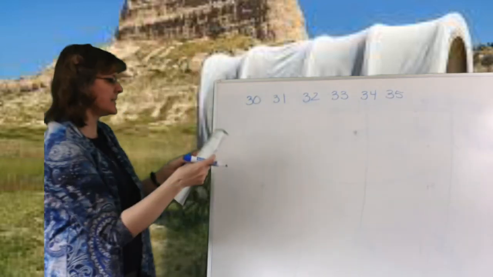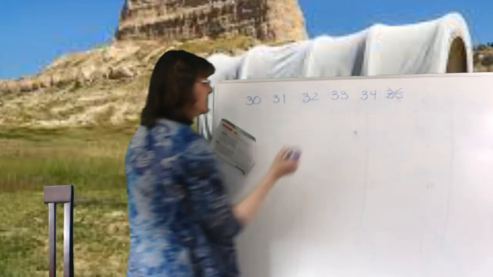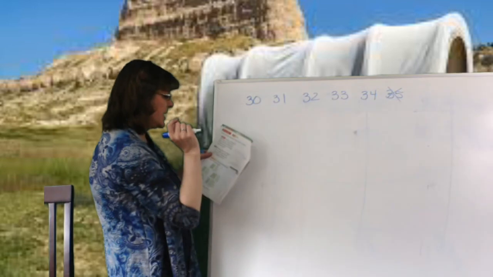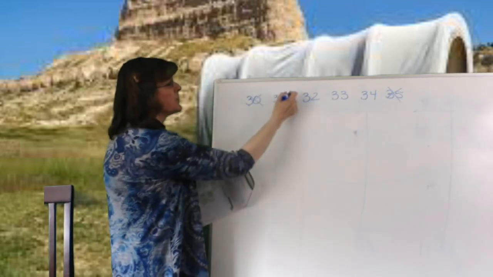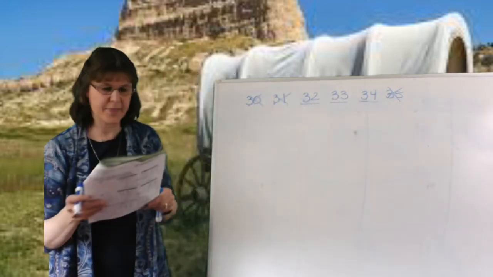Now, I need to find a number that's less than 35, so it can't be 35. And it has 3 tens, which these all do, and it has some ones. Well, that doesn't have some ones. That one only has 1 one, so it can only be 32, 33, and 34.